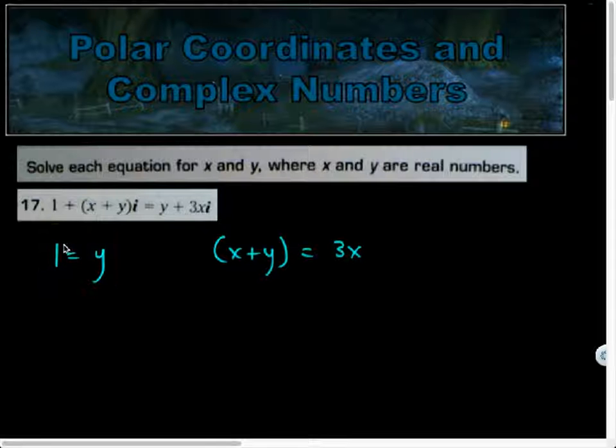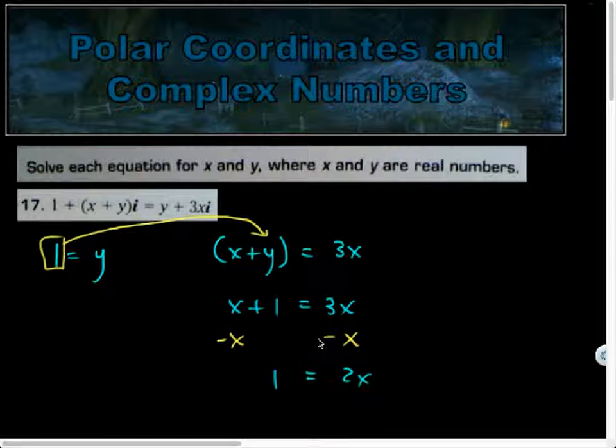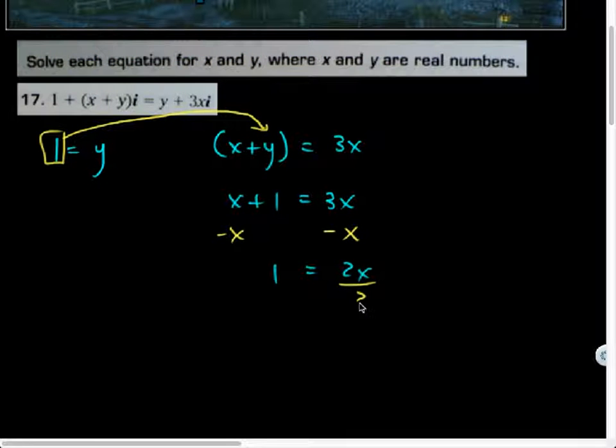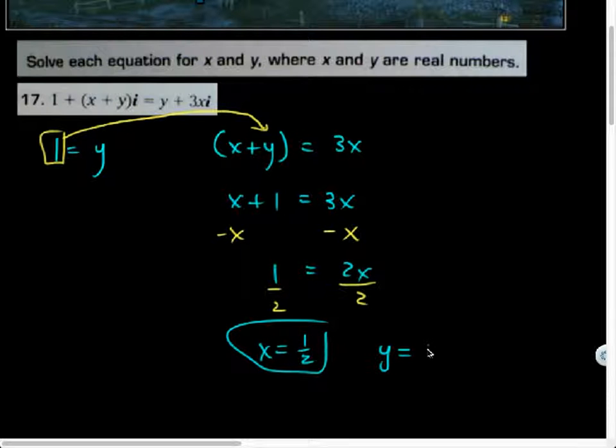So for instance here, if y is equal to 1, I could substitute that in over here, and I'd have x plus 1 equals 3x. Subtract an x from both sides. I'm preemptively calculating it there apparently. And then I get 2x equals 1, divide both sides by 2, and I get x equals a half, and as previously stated, y equals 1.